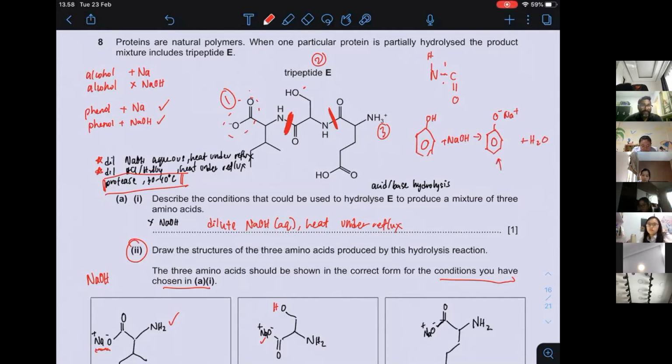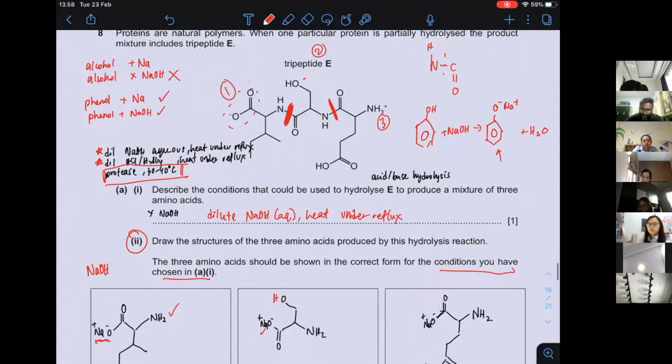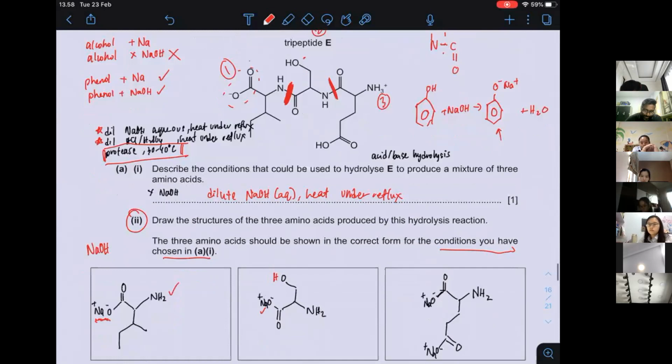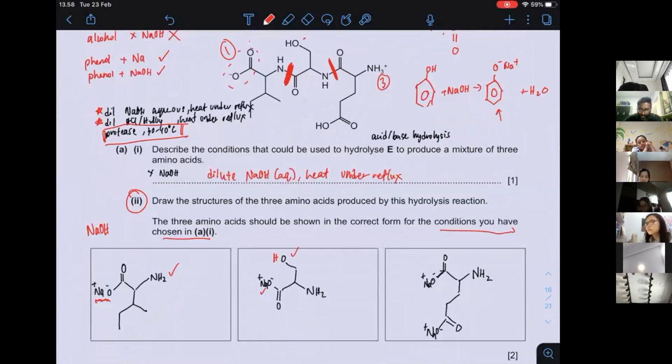But alcohol itself does not react with NaOH. This one I already mentioned to you earlier. About this, please take note. So here it comes into practice. The OH does not react with sodium hydroxide. OH will be there, and then this NH2, this one is NH2. No reaction with NaOH.